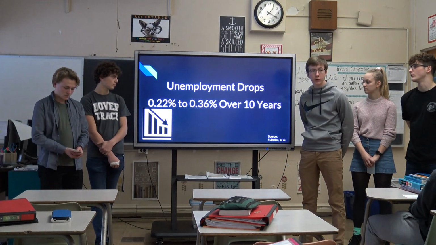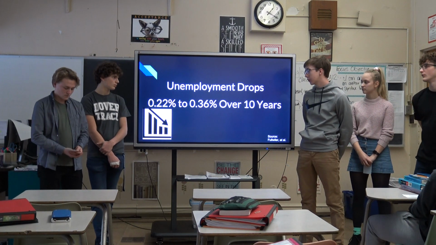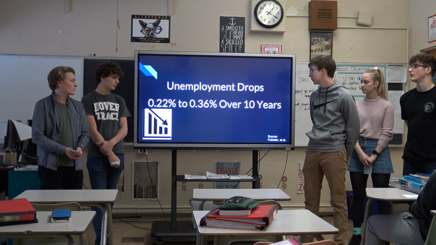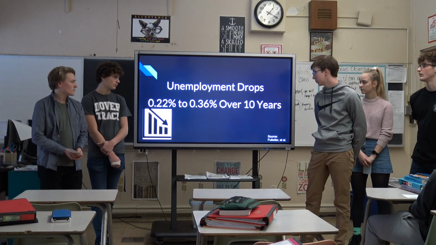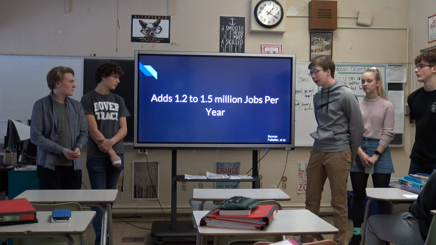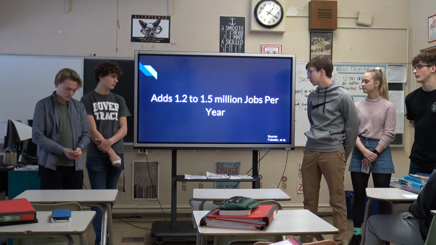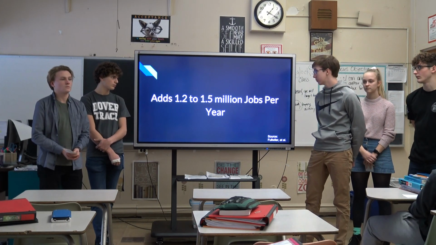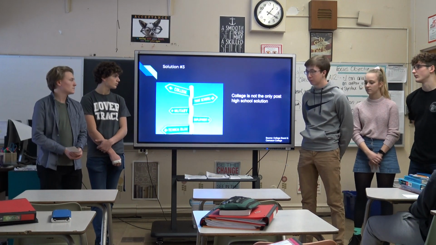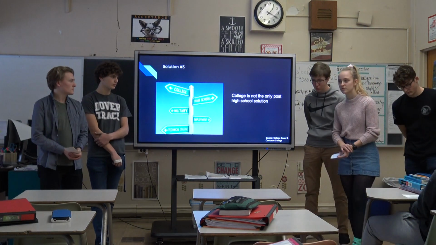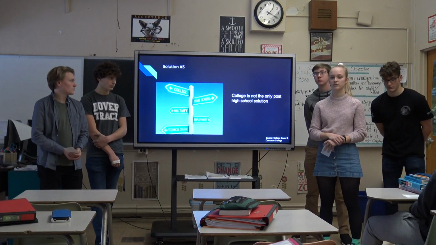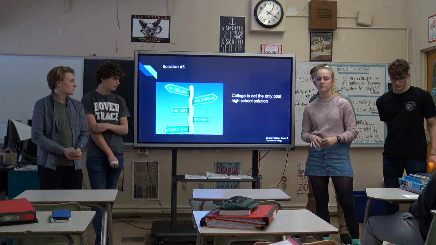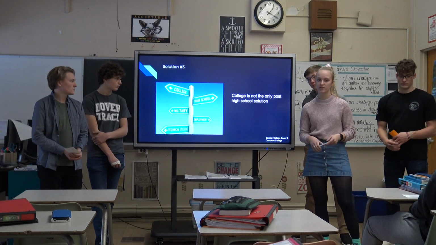The unemployment rate in the United States could drop anywhere from 0.22% to 0.36% over a 10-year period. And as the unemployment decreases and these workers don't have to worry about the student debt, 1.2 to 1.5 million jobs can be added annually. The third solution is to choose another area to go into after high school. Many areas provide 2-year colleges or apprenticeships.